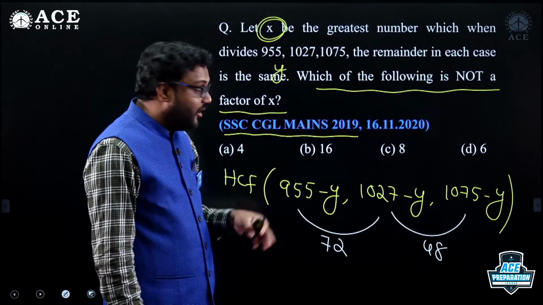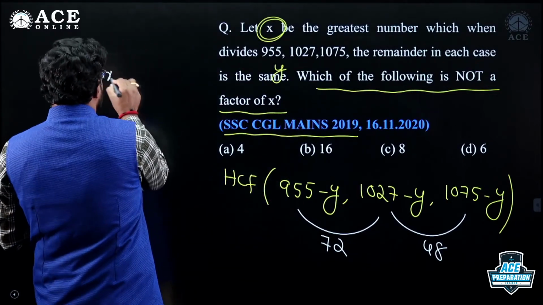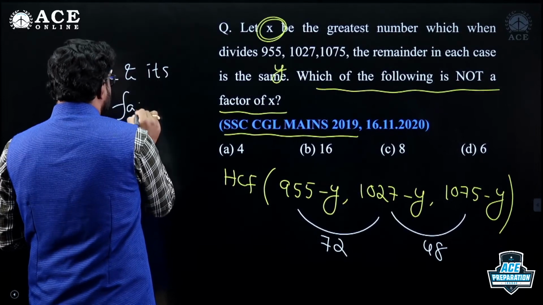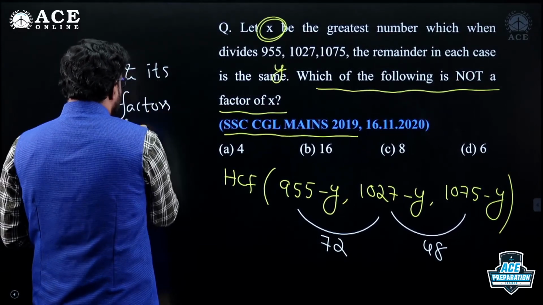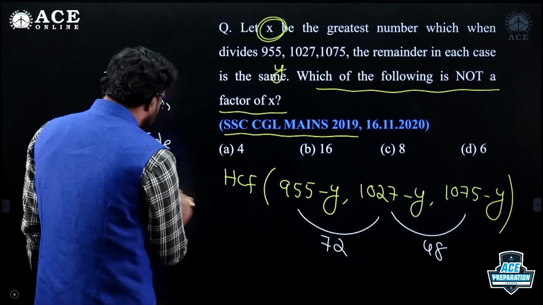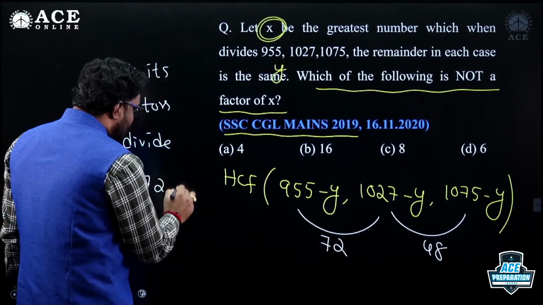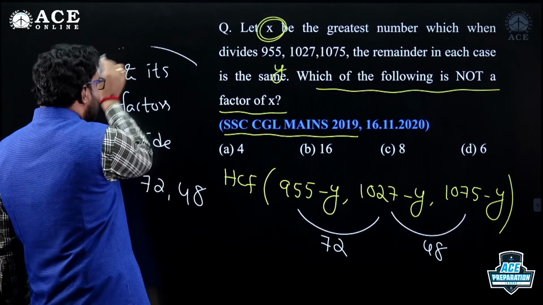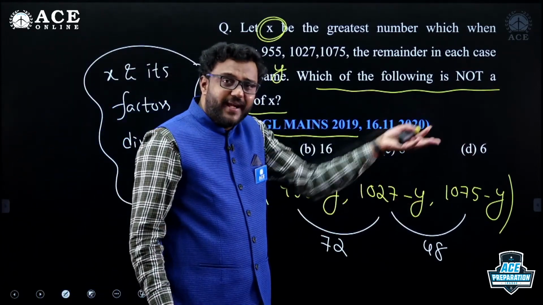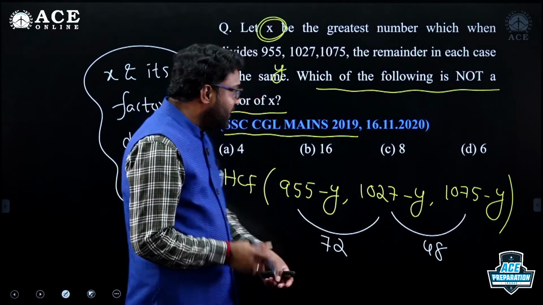What is the fact? Not only x, its factors also should divide that 72 and 48. I have to check. When this number is divided by x, its factors also divide that. Okay, now check.